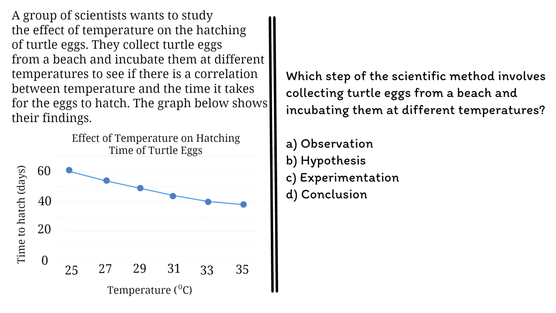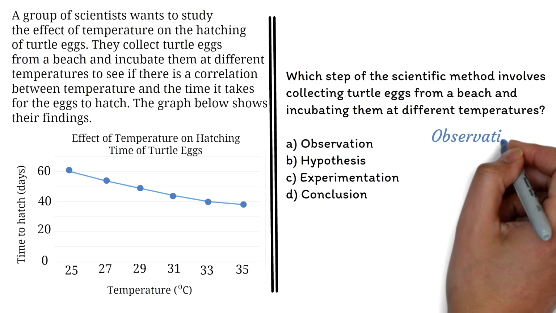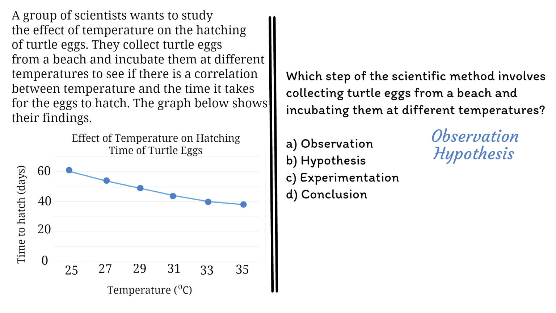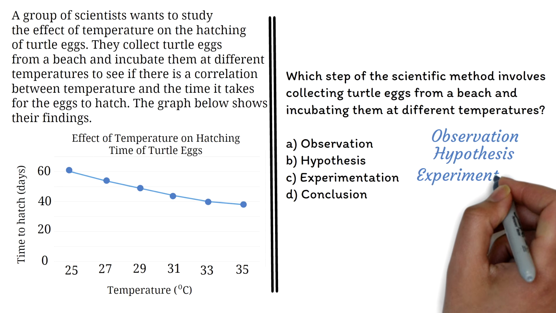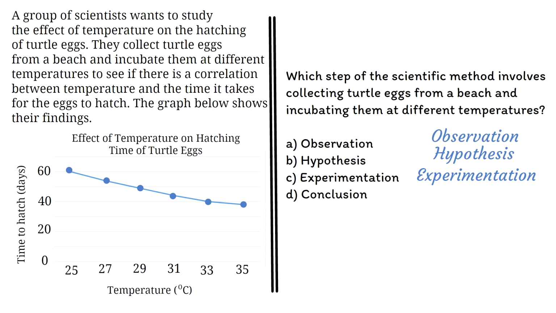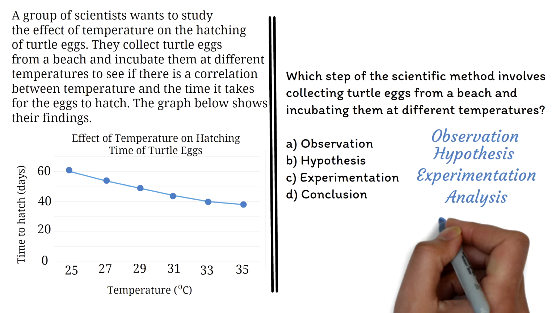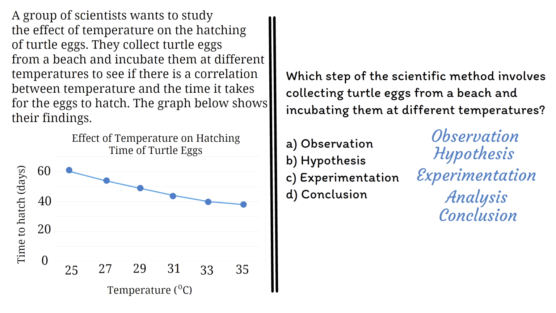The scientific method is a systematic approach used by scientists to investigate natural phenomena and acquire new knowledge. The method involves making observations about a natural phenomenon, forming a hypothesis, that is, formulating a testable explanation or prediction based on the observations, designing and conducting experiments to test the hypothesis, analyzing and interpreting the data obtained from the experiments, and drawing a conclusion based on the results.